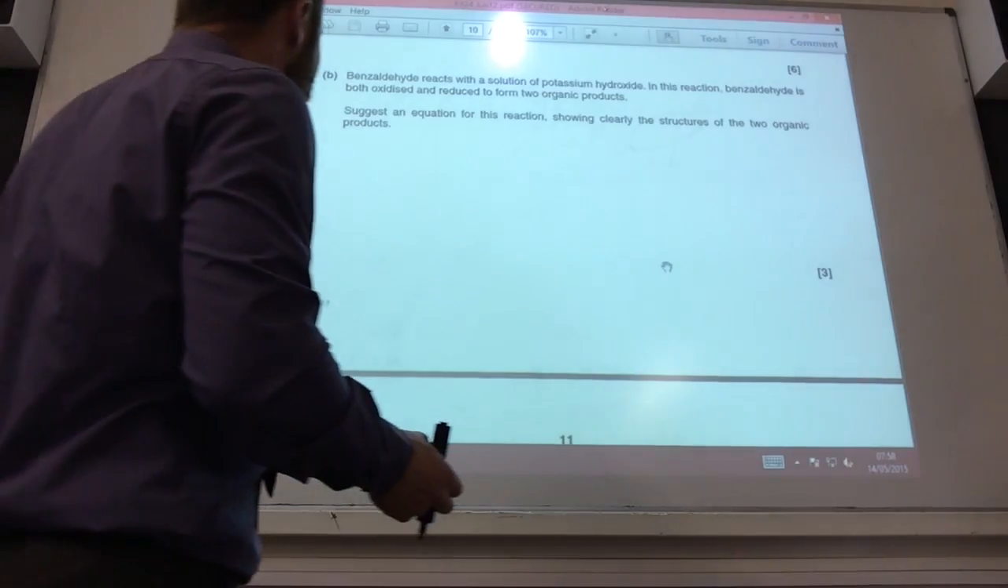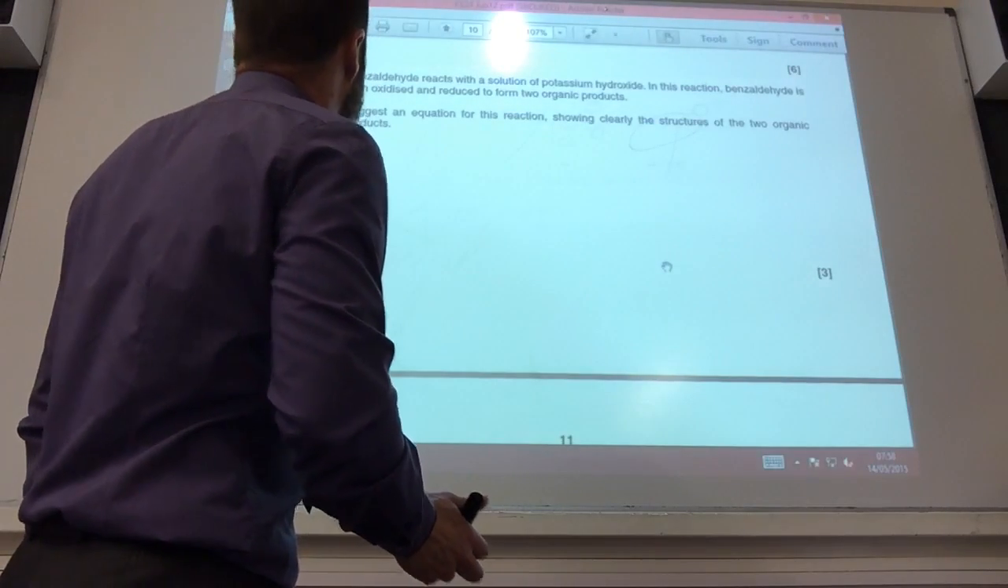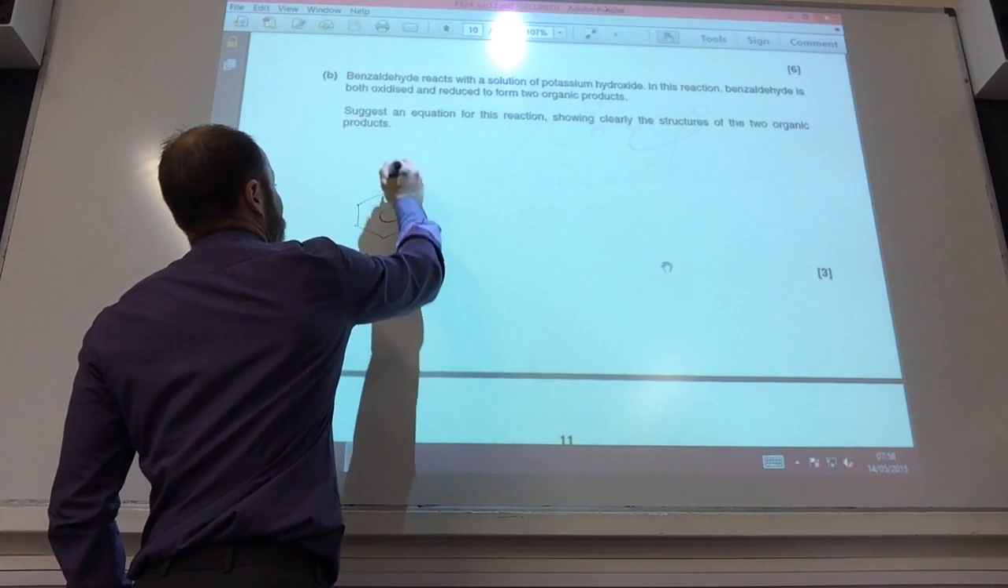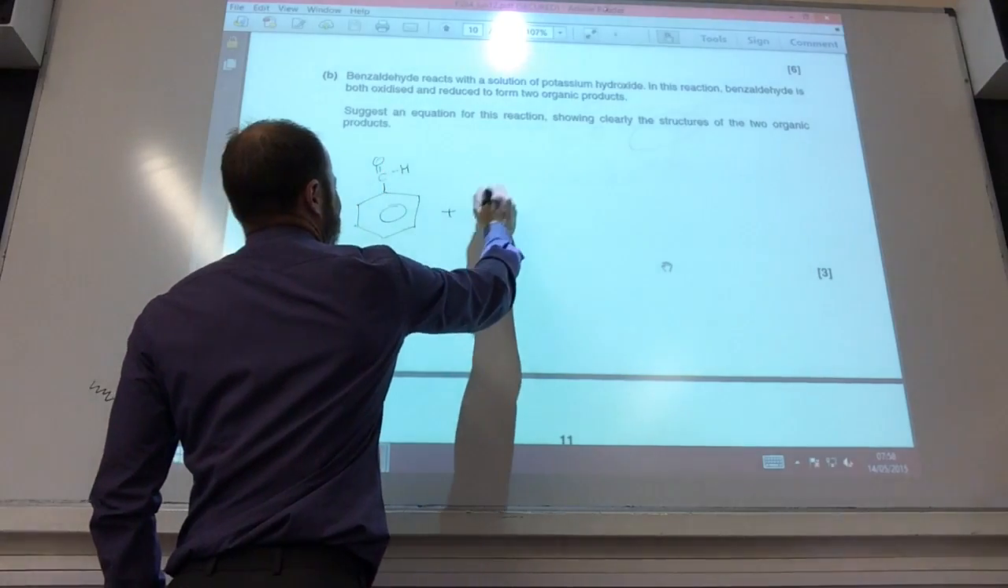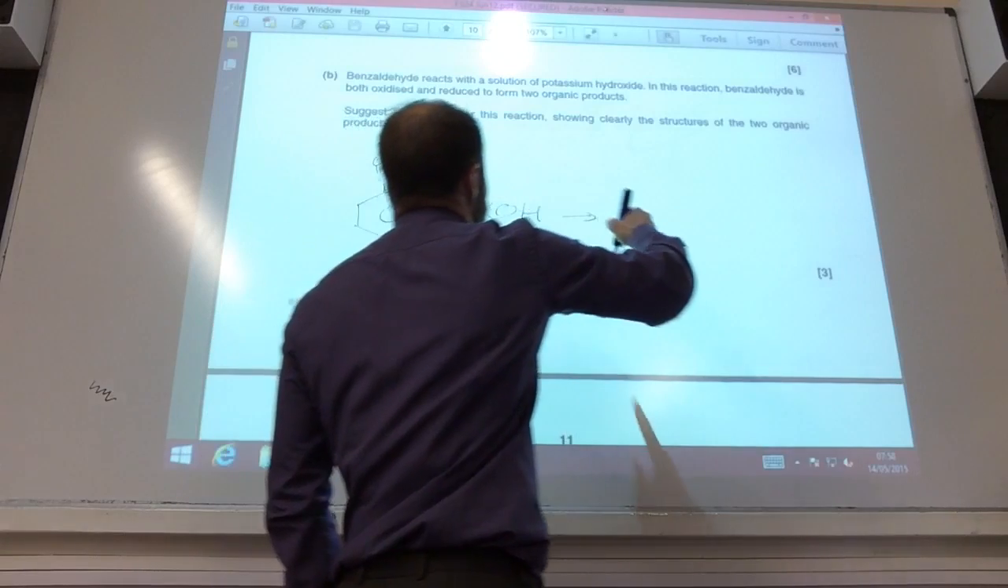Okay, so this is a new reaction that you won't have seen before, I doubt. Kind of freaks people out. So let's just write it. Benzaldehyde, which we know, we've just drawn it, reacts with potassium hydroxide. It's oxidized and reduced.